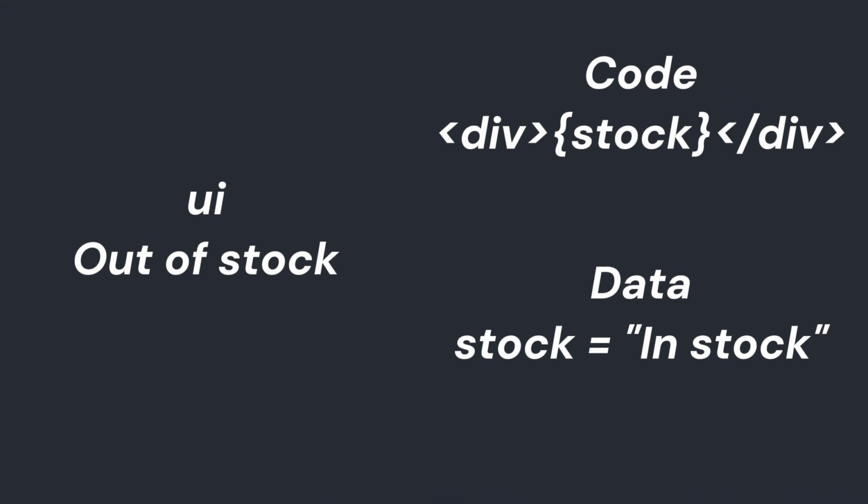To understand what consistency means, let's look at an example. In our code, we have this little script where we display a product's availability status. In our data, we might have "in stock" written, but in the UI, we might be rendering "out of stock." This is a standard situation in front-end development when data and UI are not in sync. And this is exactly the problem we need to solve.